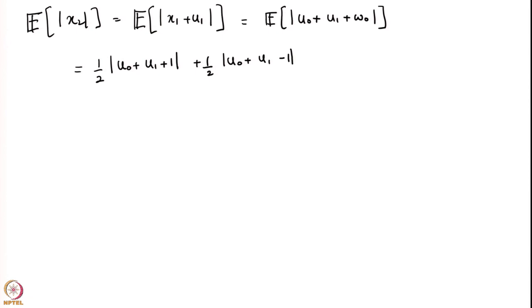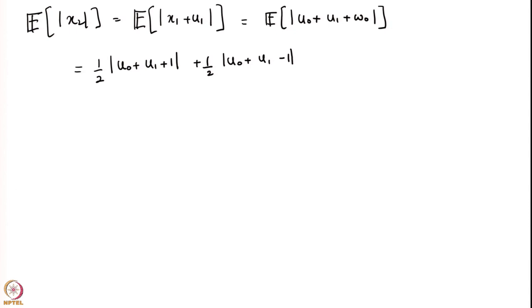This is what this expectation evaluates to. Now, let us be careful here. The way we have evaluated this expectation, we have assumed that the only entity that is random in this expression here is W0. The only random quantity is W0. So, as a result, that is how we get to this expression.